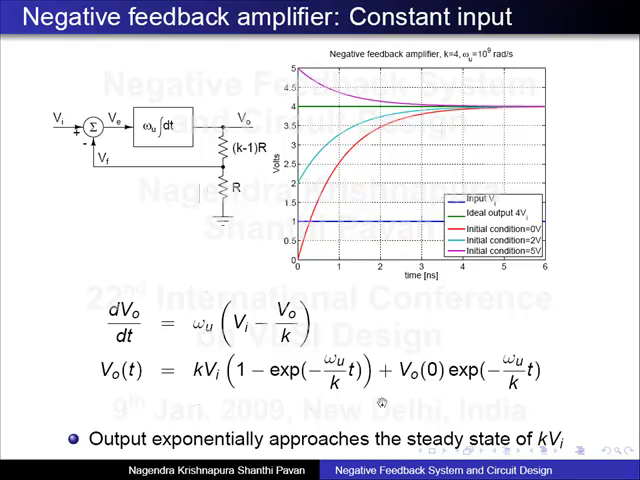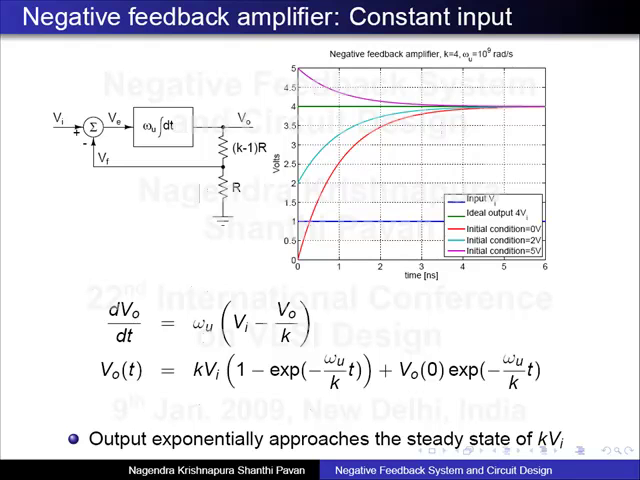And you can clearly see that whatever component is contributed by the initial condition, it dies out eventually. It will have some contribution for sure, but it will eventually die out, and this is due to the input. This is what you want to reach. It reaches 1 minus something, and after a long time the exponential becomes 0, so you simply get kVi. So it approaches kVi as you wait. You have to wait for some time.